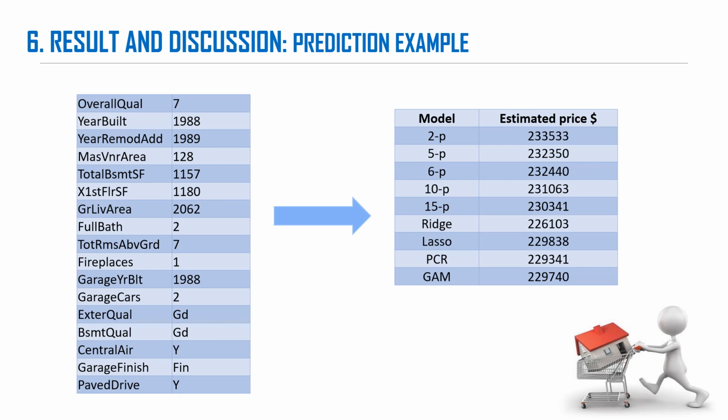Using a house built in 1988 with an overall quality level of 7, with 2 full bathrooms, 7 rooms, 2 car garages, 1 fireplace, central air, with a paved driveway, etc. Using these characteristics, we use different models to predict the estimated sales price. As you can see, all these sales prices are relatively similar in all models.